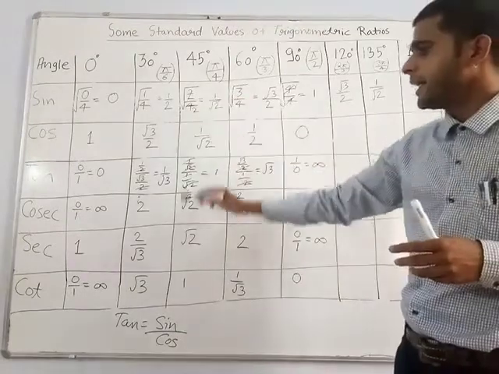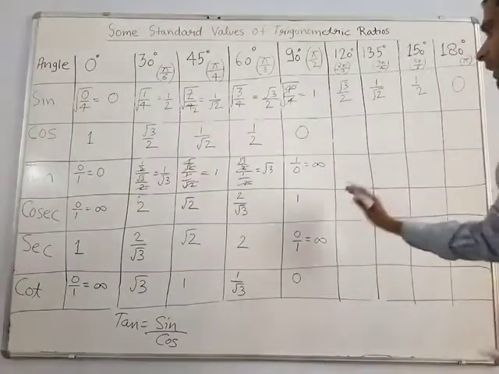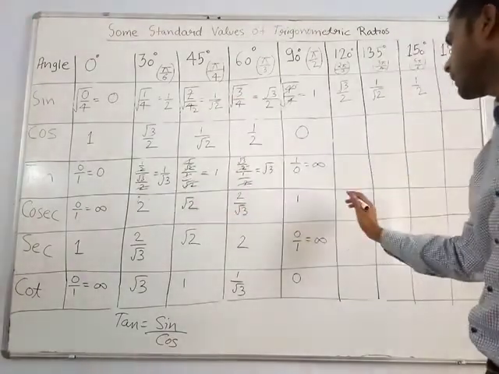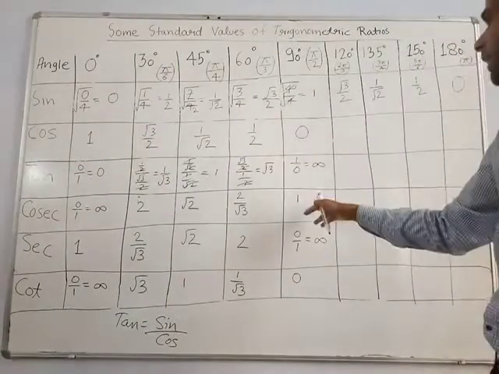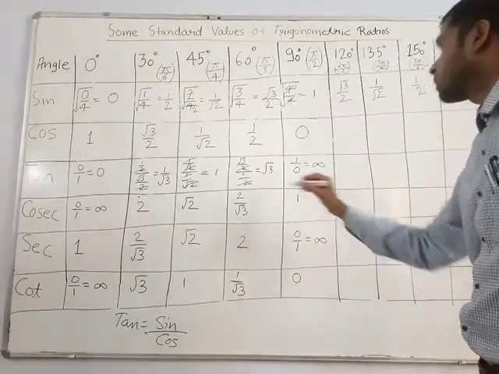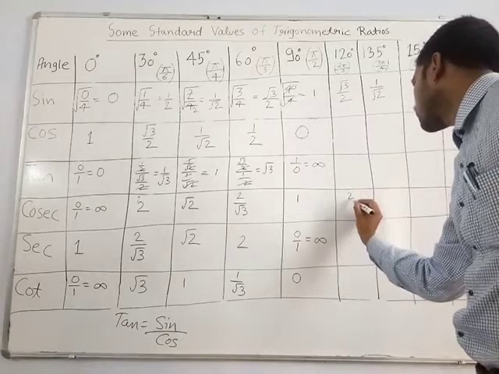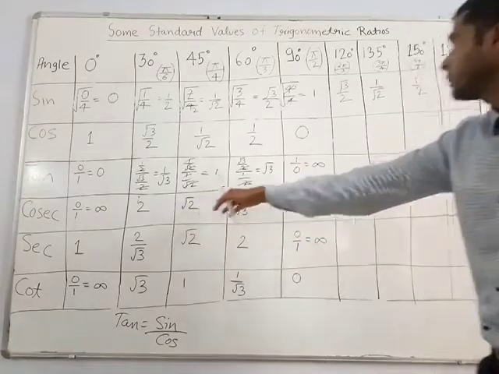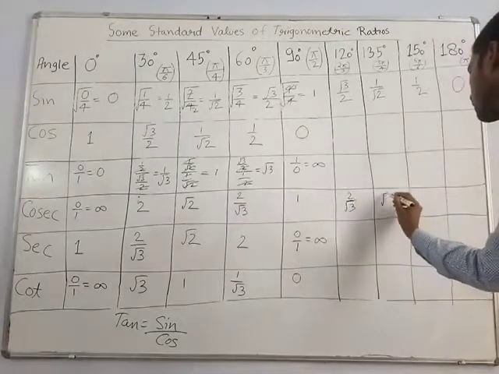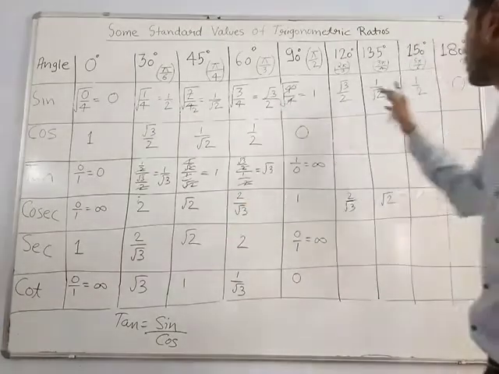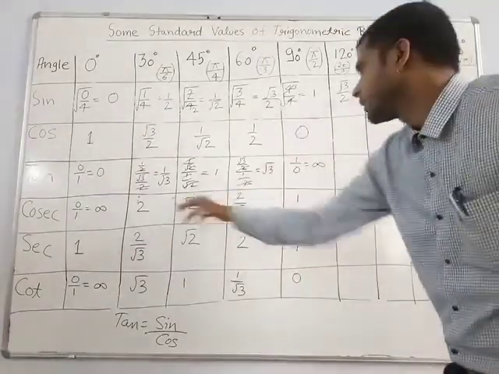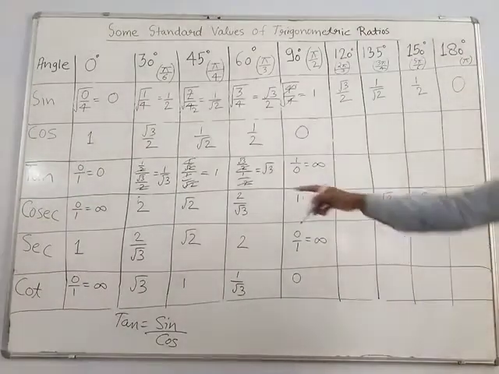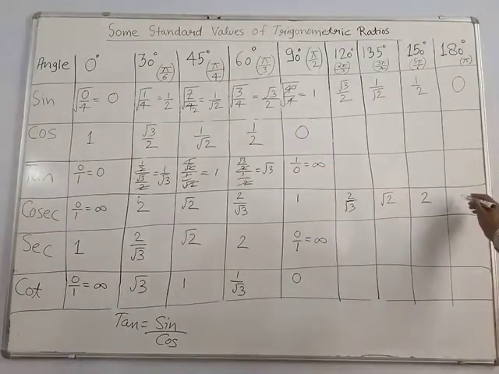Then sin and cosec. Then cosec 90 is infinity. Then cosec 120 is 2 upon root 3. Cosec 135 is root 2. Cosec 150 is 2. And last cosec 180 is infinity, right?